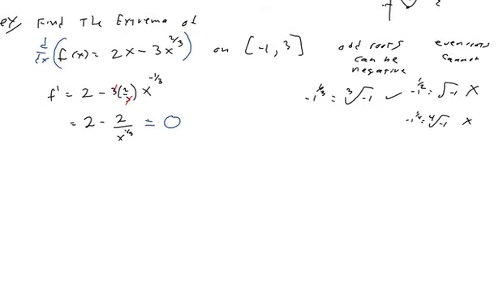I've got this equation here. I want to solve for x. Easy thing to do: move this whole 2 over x to the 1/3 to the other side. Add it to both sides, and just move this over here. Move this 2 over x to the 1/3 on both sides. Add it over here. So I'm going to get 2 equals 2 over x to the 1/3.